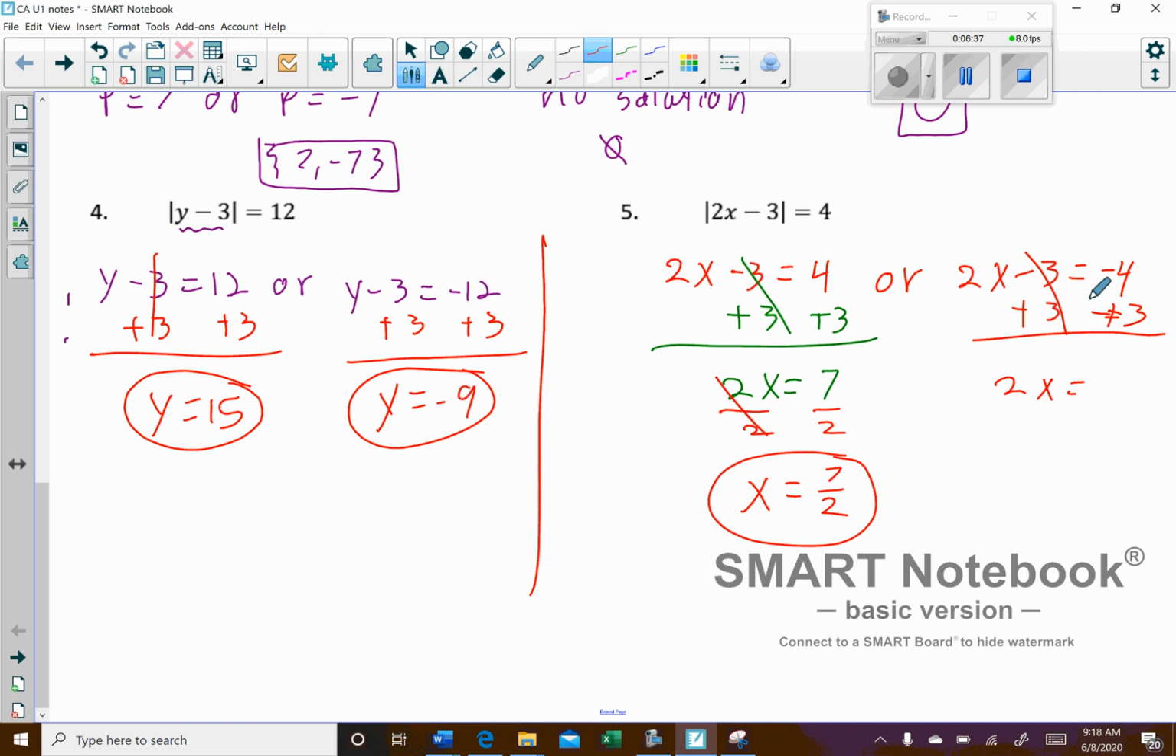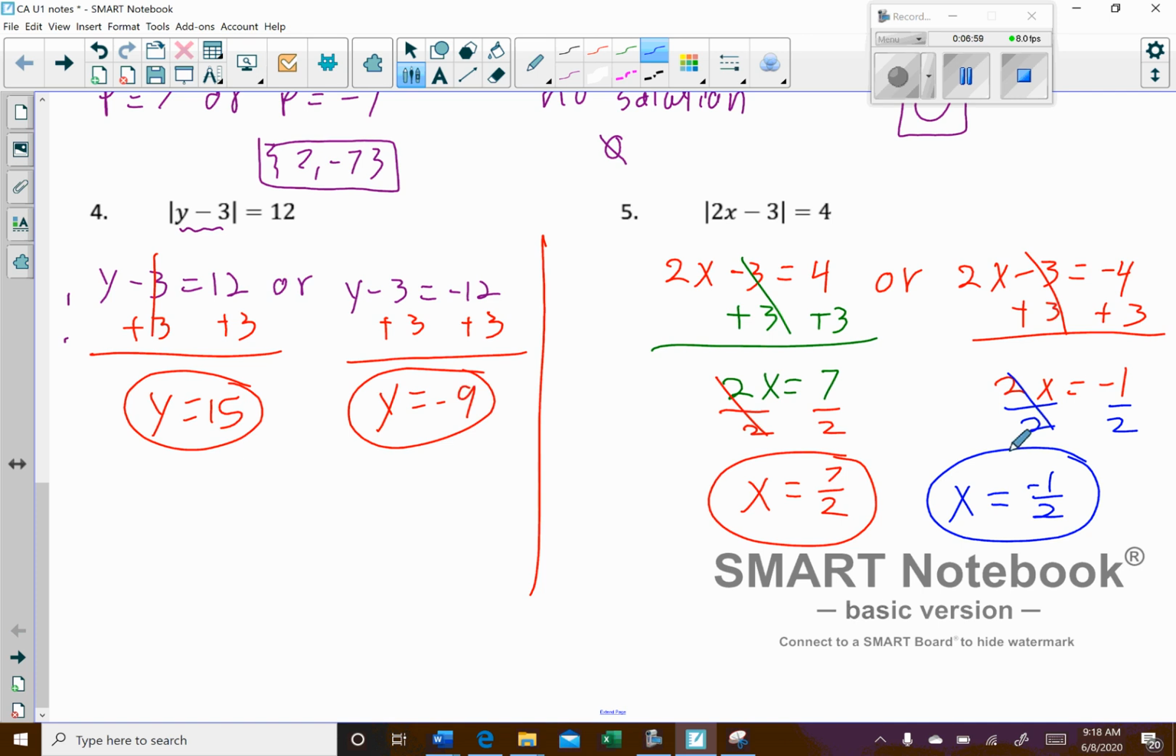Let me clean that up a little bit, sorry. 2x will equal negative 1. And then we'll go ahead and divide by 2, and so x equals negative 1/2. Okay, so hopefully that was a little refresher on absolute values.